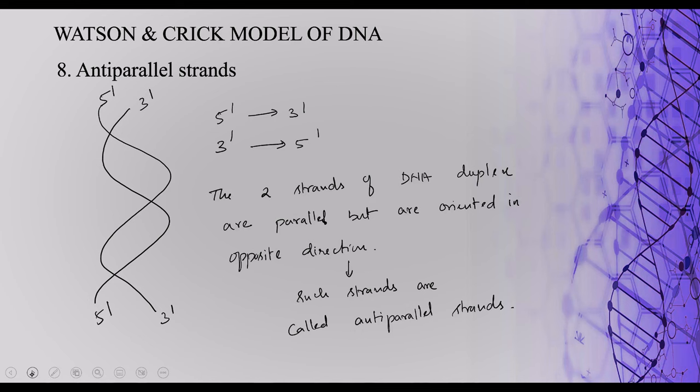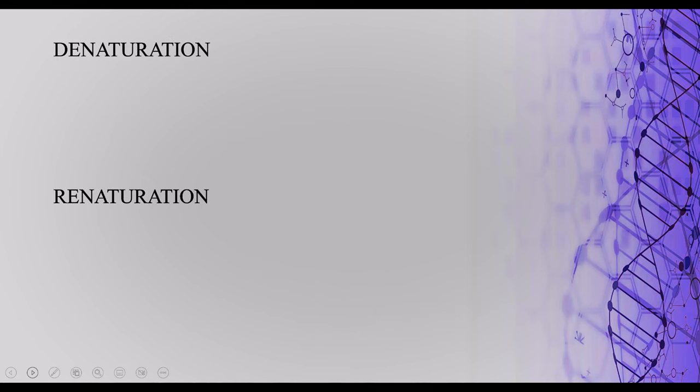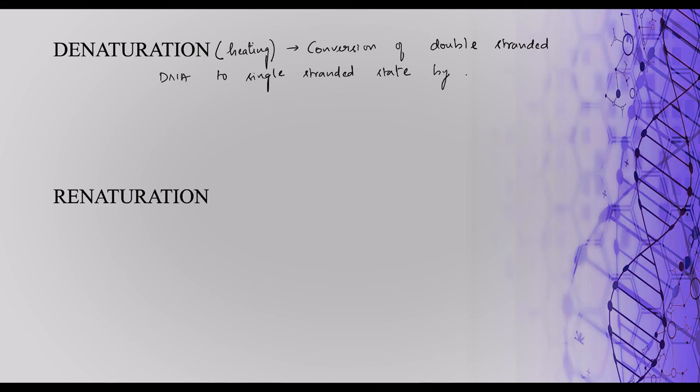The next thing we are going to see: we obviously know that DNA has two strands. How can we separate these strands, which means denaturation, and how can we join these two strands, which means renaturation? The denaturation of DNA can be done by heating. Let's see the definition of denaturation: the conversion of double-stranded DNA to a single-stranded state by heating.